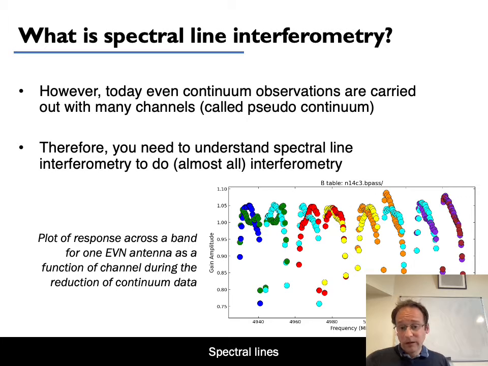And so, when we look at our data, we want to look at how the telescope responds as a function of frequency as well as a function of time.